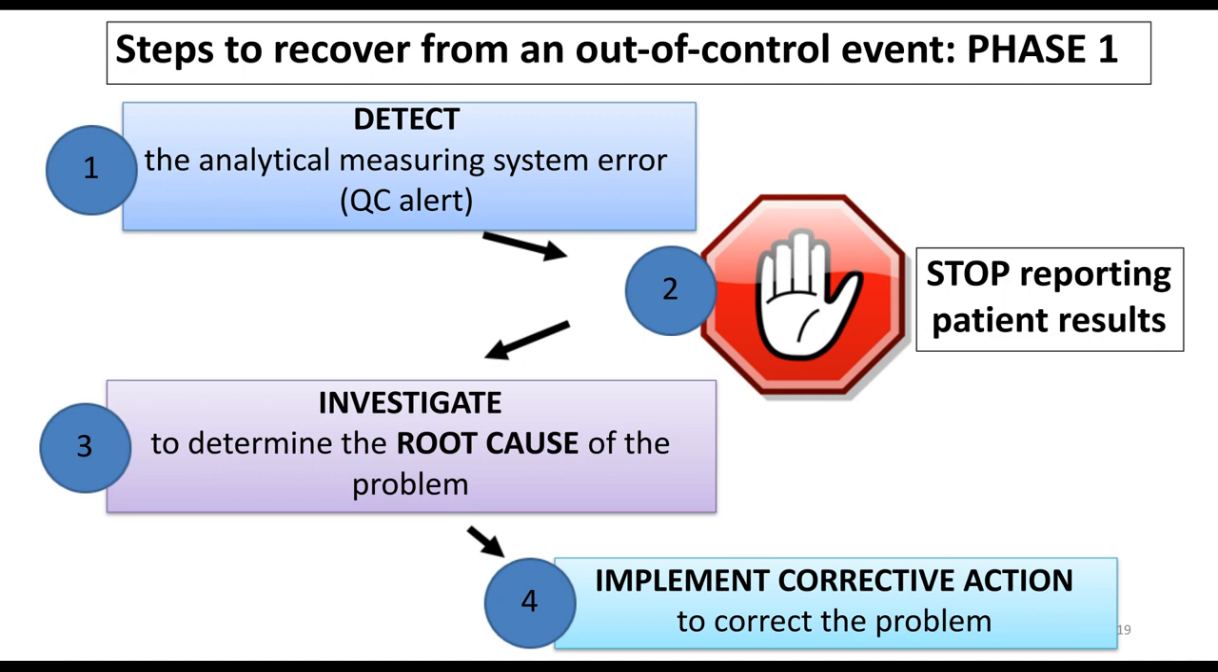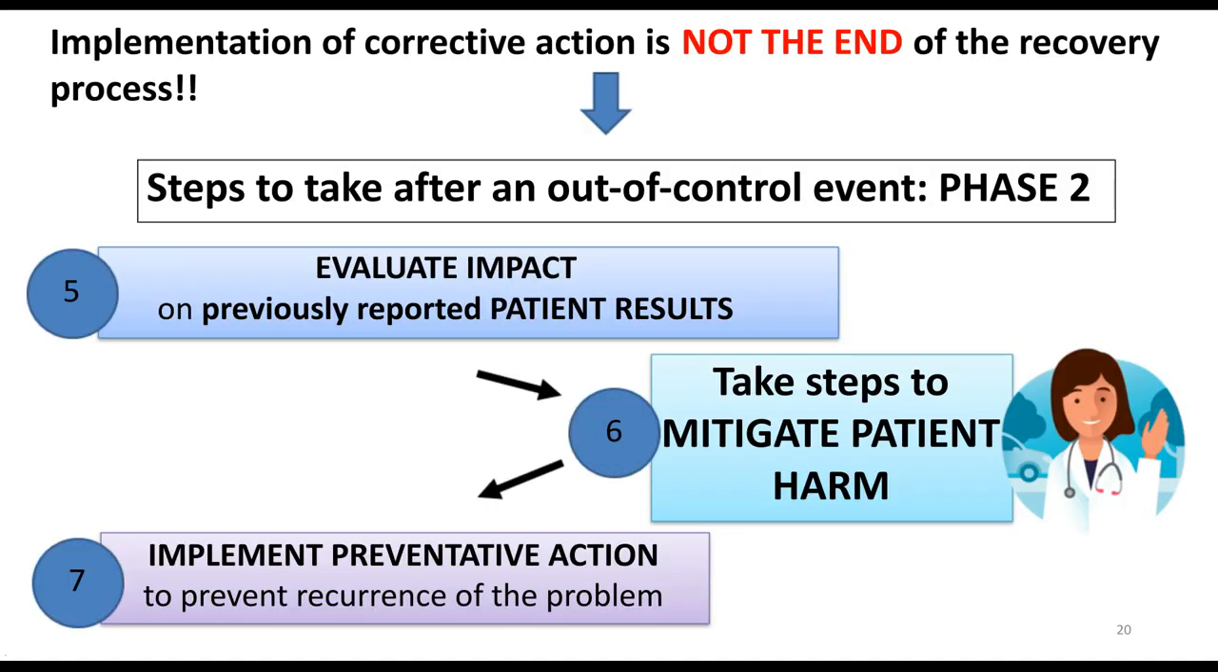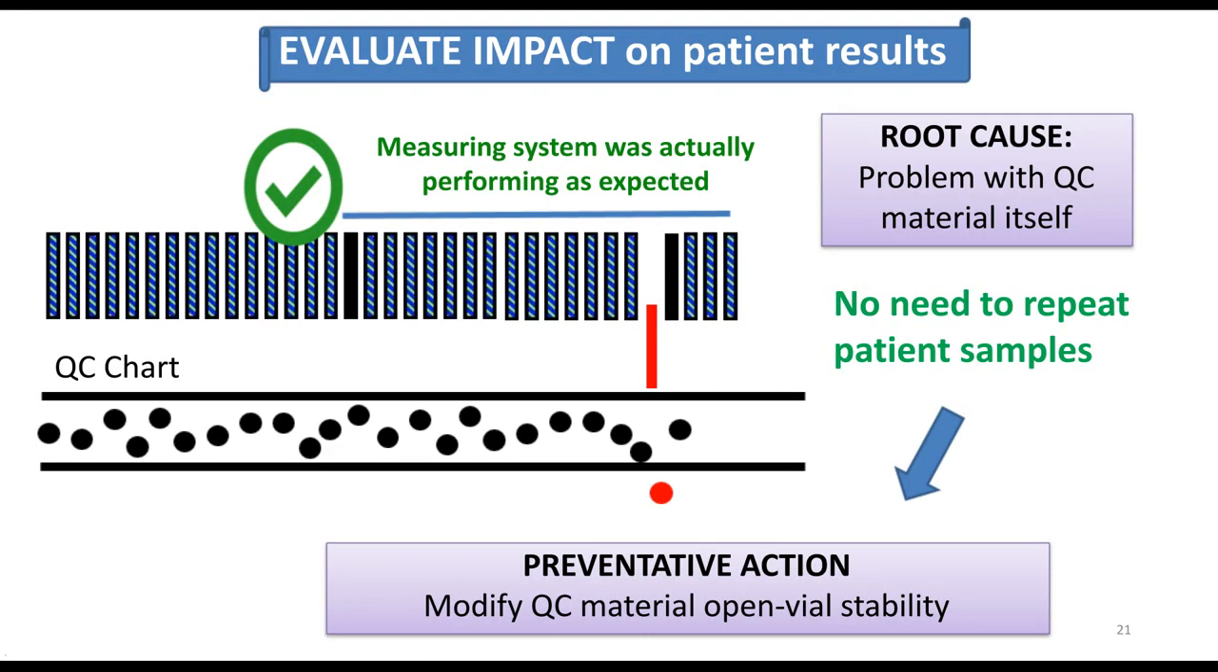So far, we have detected the out-of-control event, stopped reporting patient results, determined the root cause of the problem, and implemented a corrective action. However, this is not the end of the recovery process. We still need to evaluate the impact on previously reported patient results, take steps to mitigate patient harm, and implement preventative actions to prevent recurrence of the problem.